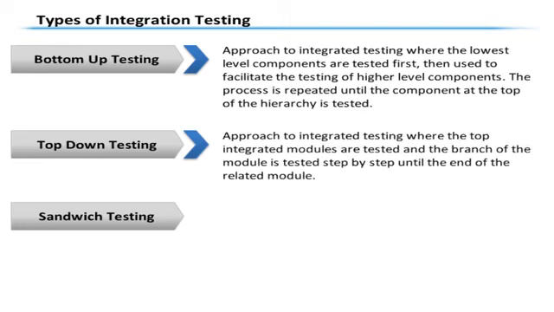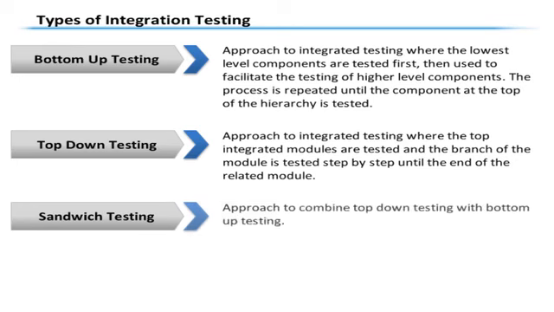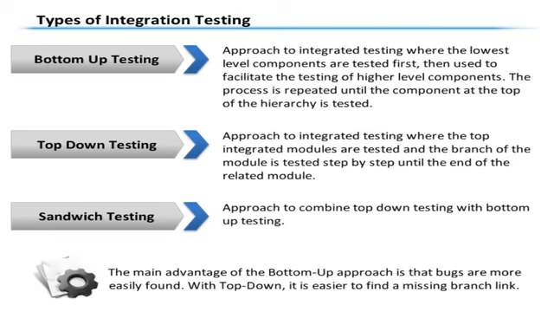How about top-down testing? This would be an approach to integrated testing where the top integrated modules are tested and the branch of the module is tested step by step until the end of the related module. Then there's sandwich testing, one of my personal favorites. This is an approach to combining top-down testing with bottom-up testing. The main advantage of the bottom-up approach is that bugs are more easily found. With top-down, it's easier to find a missing branch link.